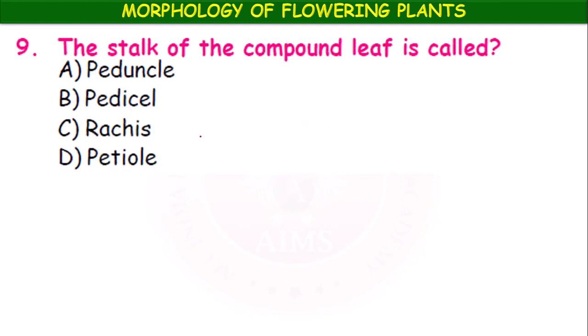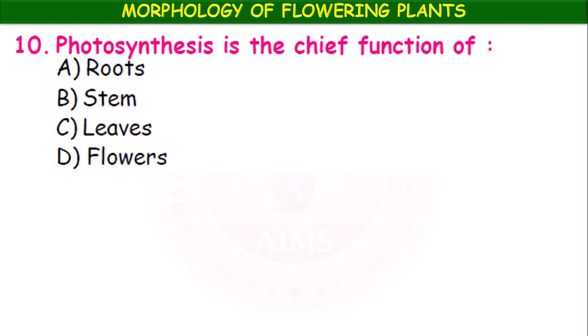The stalk of the compound leaf is called peduncle, pedicel, rachis, petiole? The stalk of the compound leaf is called rachis. Example, neem or curry leaf plant. You can see the middle one. It possesses leaflets and the stalk is called the rachis.